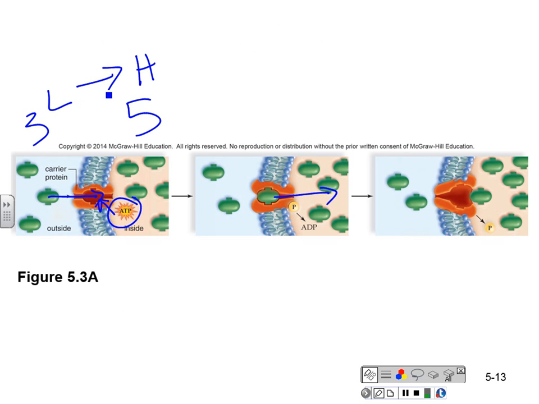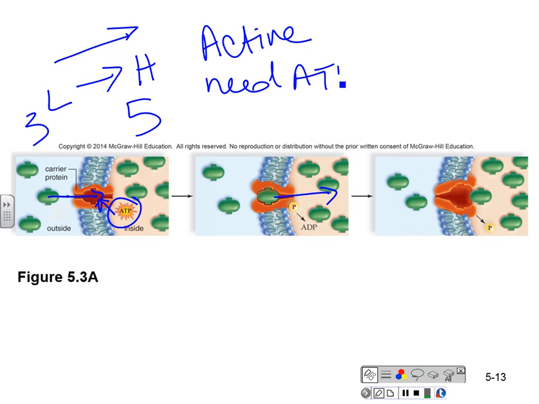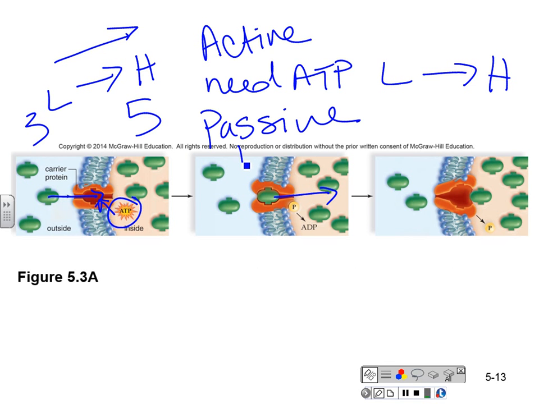The best way to think about this is if you're trying to swim upstream. That's what active transport is. So active transport, you're swimming against the current. You have to put in energy. So you need energy to get upstream from low to high. Passive, you're floating on your back. So no ATP needed, you're going from high to low.